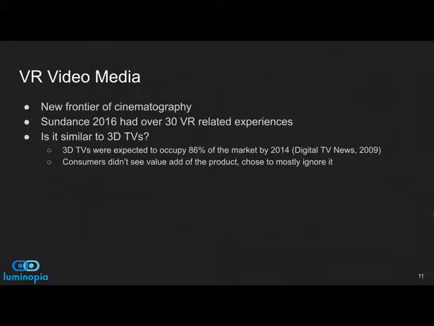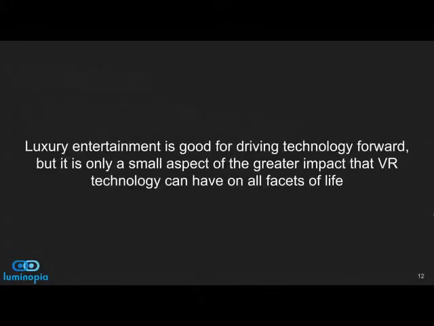So 3D TVs back in 2009 were predicted to occupy 86% of the market by 2014. Unfortunately, if you look at current day stats, a lot of companies have phased out their 3D TV offerings because consumers didn't find value in them. So one of the big issues that VR is facing is, what does it bring to the table that's valuable more so than just being luxury entertainment?